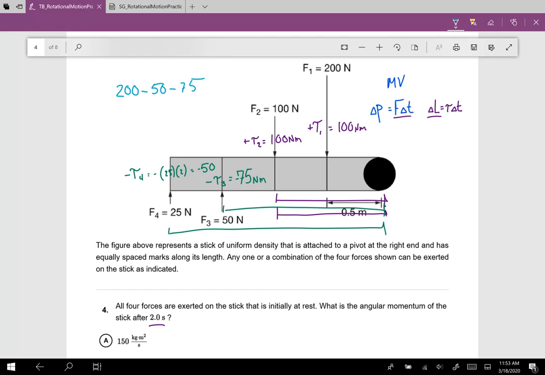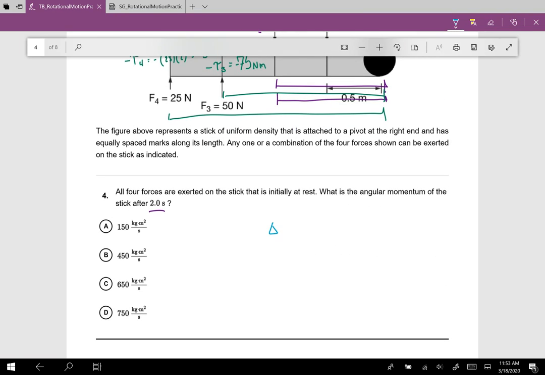So I believe that's 25, but I'm still going to do it on my calculator. No, it's 75. Good thing I did it on my calculator, 75 of positive torque. All right, and then we have this new idea that our change in angular momentum is our net torque times time. So we have a change in angular momentum of 75 times t is 2, because it tells us 2 seconds. 75 times 2 is 150, so our answer is A.